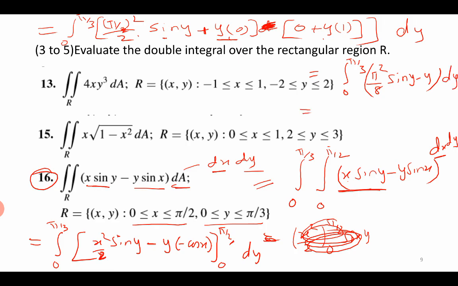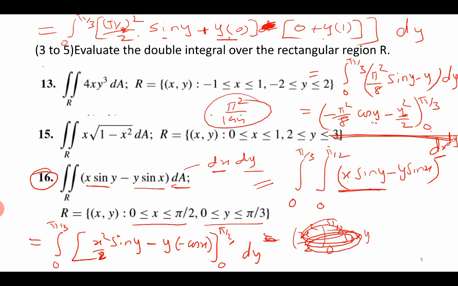Just integrate this one. What do you get? Pi square over 8 is constant. When you integrate sin y, you will get minus cosine y, minus y. When you integrate, it is y square over 2. Substitute the upper and lower limit from 0 to pi by 3. I leave this part to you. Substitute the upper limit, cosine pi by 3 will be here, and this is pi by 3 whole square. Next, the lower limit will give you cosine 0 is 1. Simplify. The answer is pi square divided by 144. Simplify and check the answer, right?